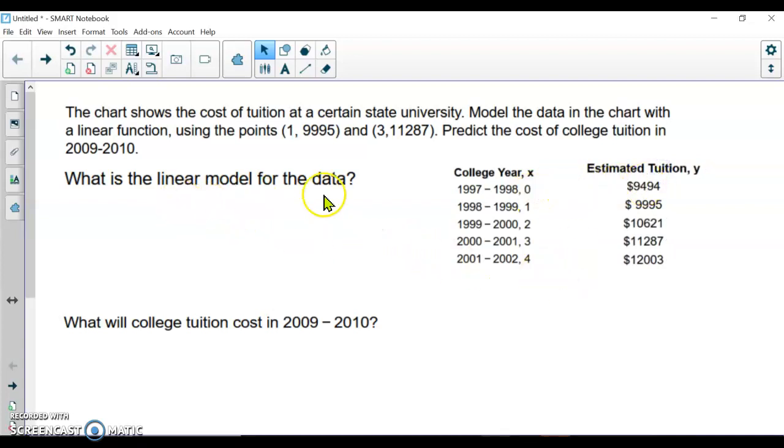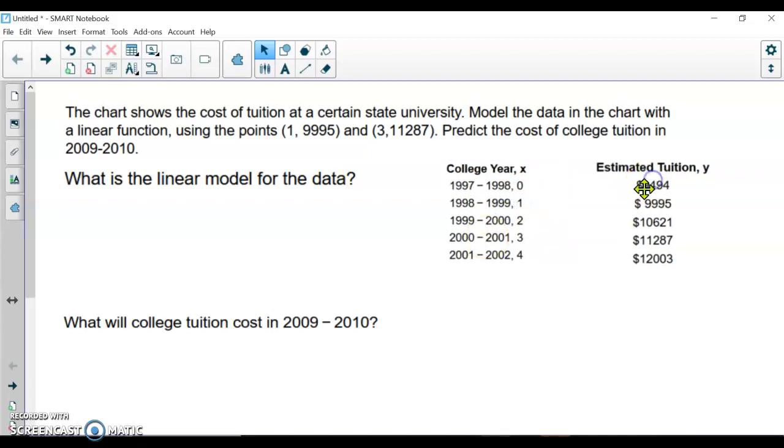So it says, what is the linear model for the data? Now, we're going to ultimately end up using all of these data points, but at this point in the course, they just want us to use 2. Now, if you're going to get the equation of a line, you are going to need 2 points in this case.